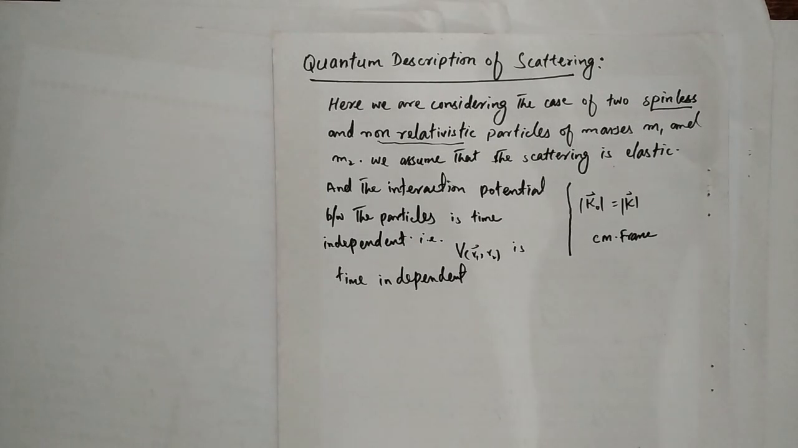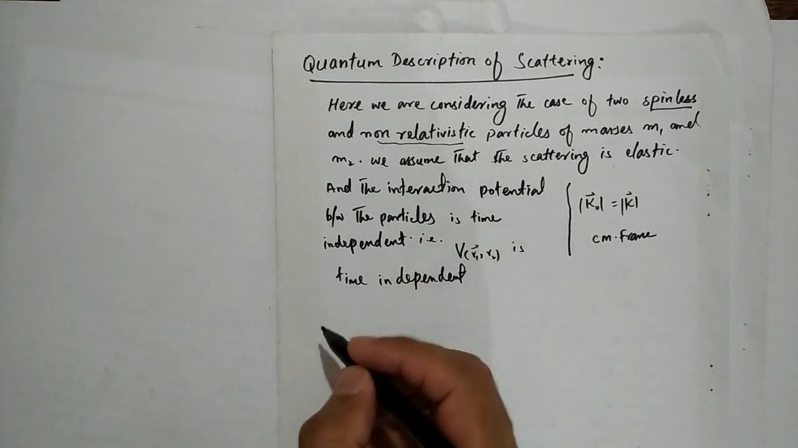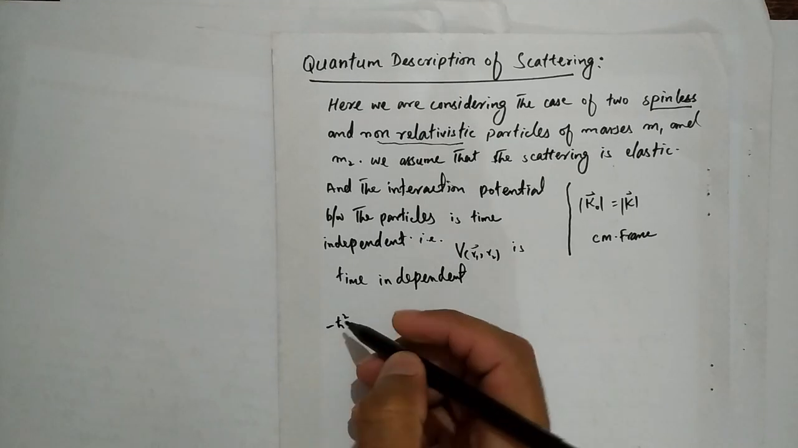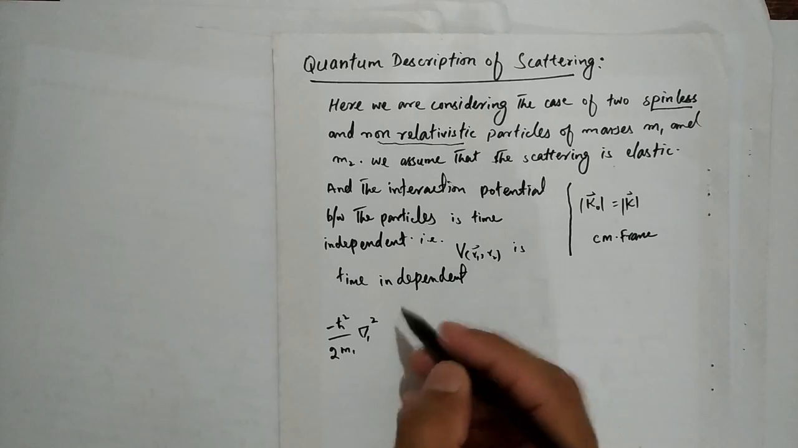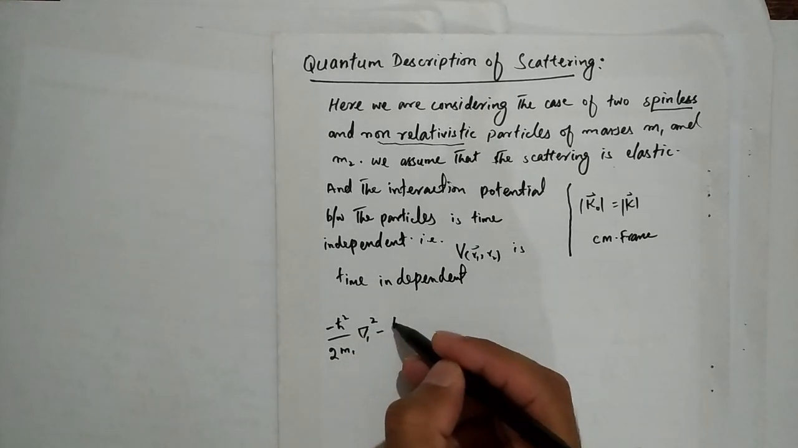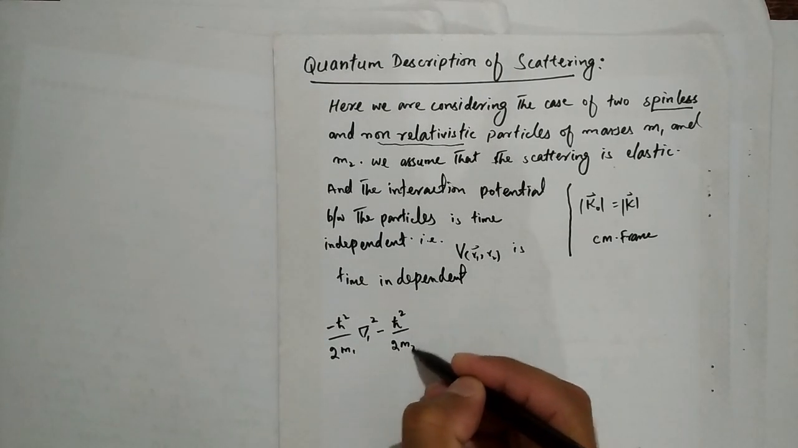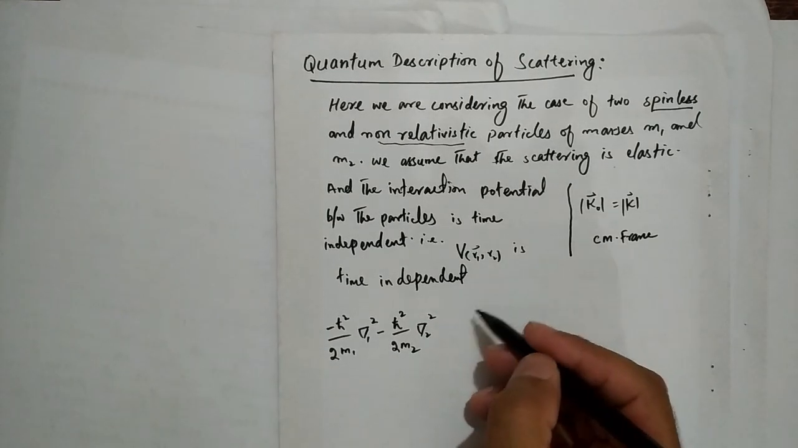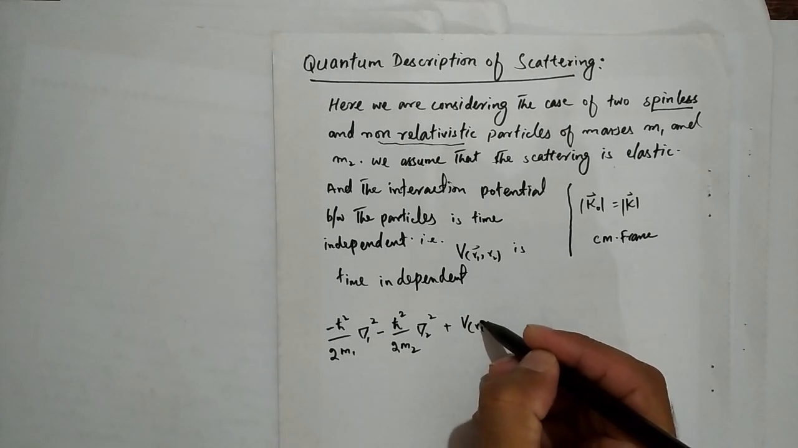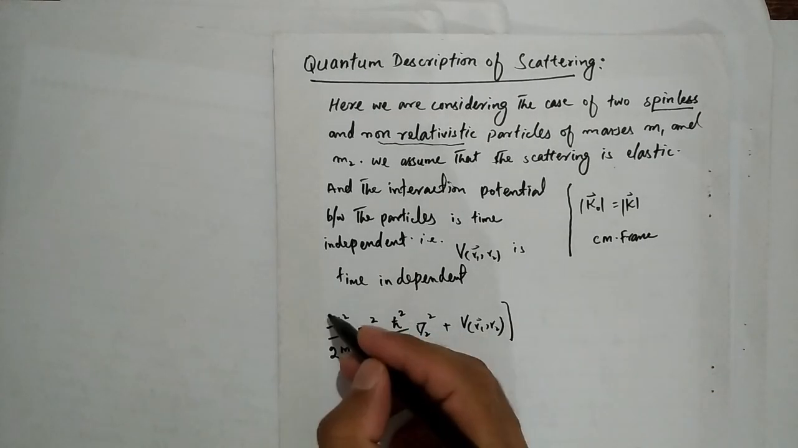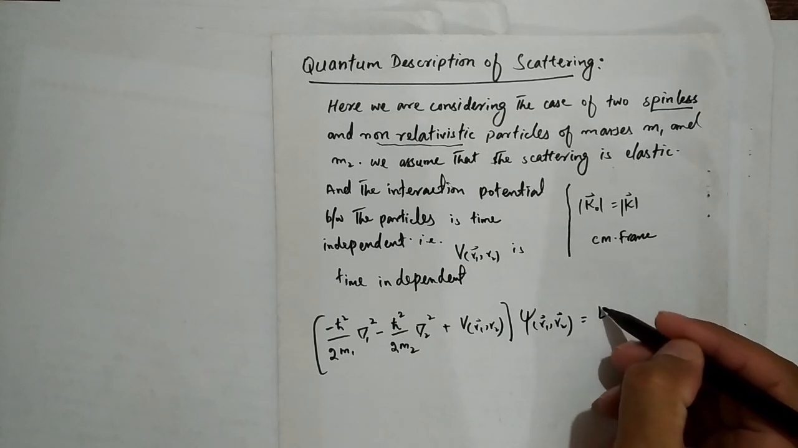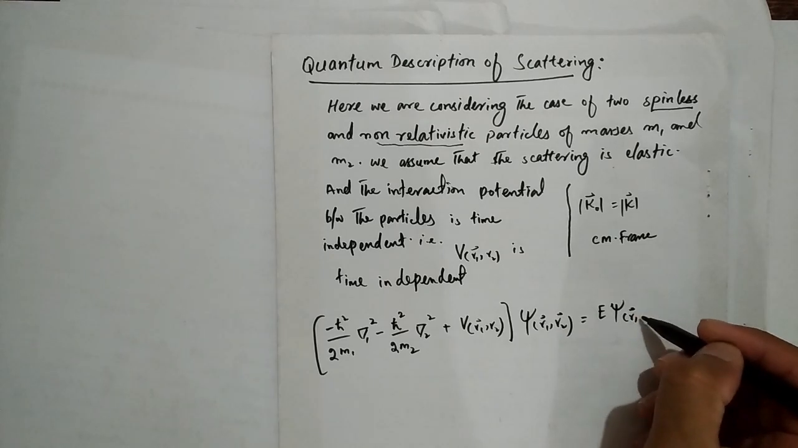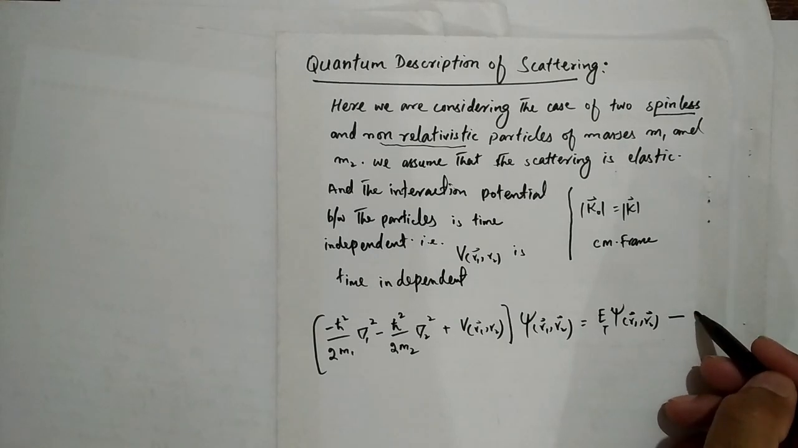And for this we know that the time independent Schrodinger equation is used. The time independent Schrodinger equation for this case will be minus h cut square upon 2 m1 del 1 square, this is for the first particle, minus h cut square upon 2 m2 del 2 square, plus V(r1, r2), acting on psi of r1 and r2, which is equal to E psi. And this is the total energy. This is equation number 1.